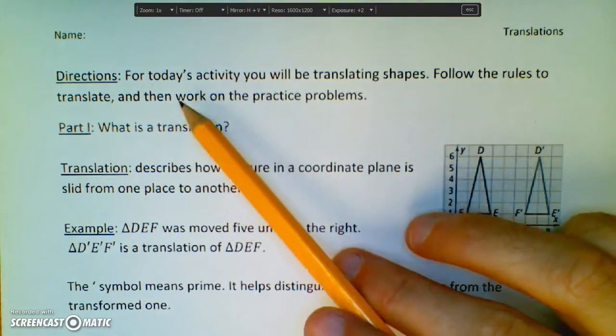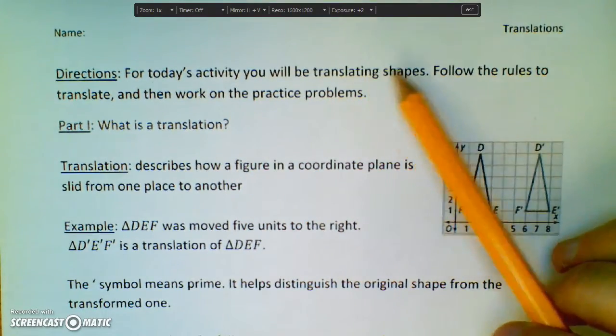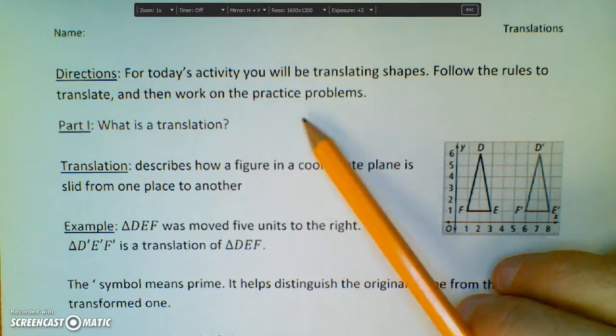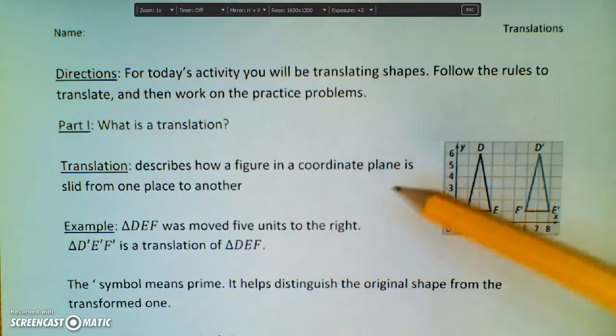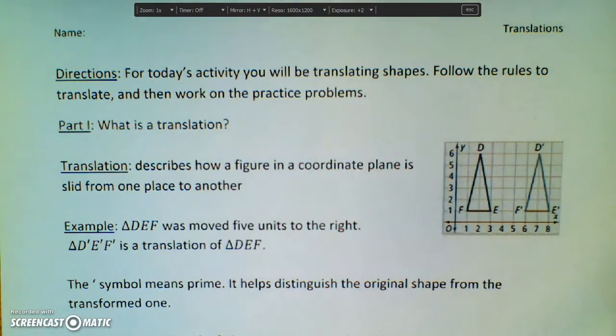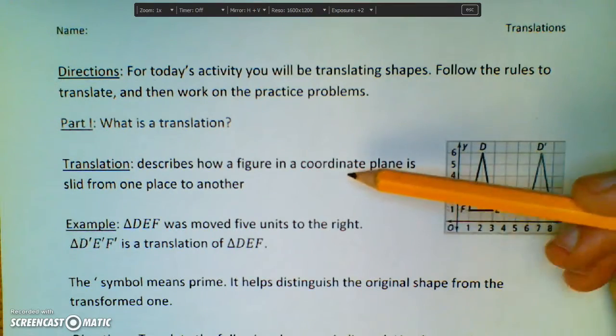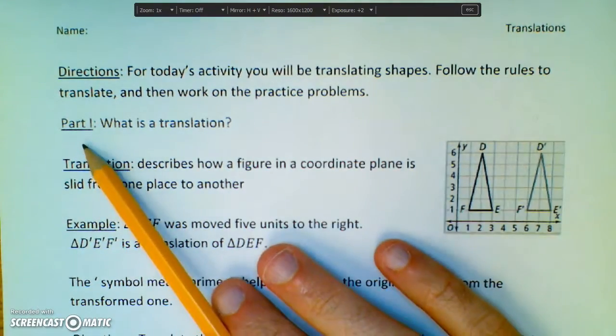For today's activity, you will be translating shapes. Follow the rules to translate and then work on the practice problems. I'm going to go through this lesson with you guys on this video and then have you work on some practice problems on your own. Please take notes and follow along as I go through the video. So first up, part 1.